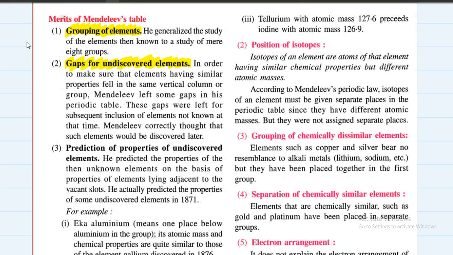Isotopes have same atomic numbers but different mass numbers. At the time of Mendeleev, atomic number was not known. So same chemical properties but different atomic masses was the definition of isotopes. For example, chlorine has two isotopes, both have same atomic number 17 but different masses 35 and 37. So according to Mendeleev's periodic law, isotopes of an element must be given separate spaces in the periodic table, since they have different atomic masses, but they were not assigned separate places.